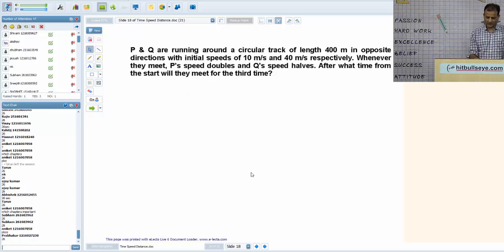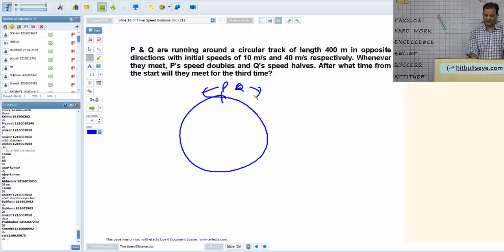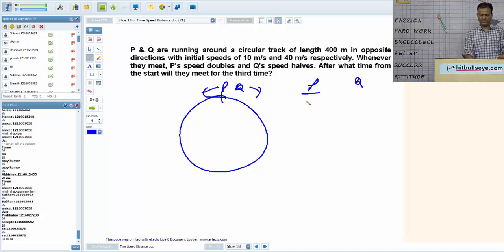Now see, those who are not able to solve: P and Q running along a circular track, in opposite direction. Suppose P is running here, Q is running here. You should know the basic funda. What is the speed of P initially? P is 10 meter, Q is 40 meter. Whenever they meet, P's speed doubles. First time, after how much time will they meet? Distance is 400. 400 upon 50. After 8 seconds, they will meet for the first time.